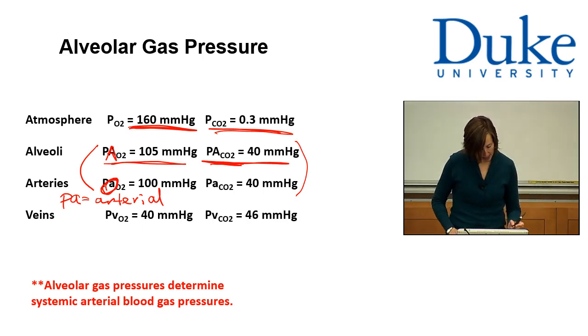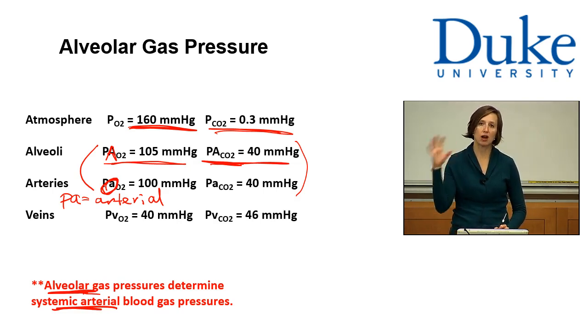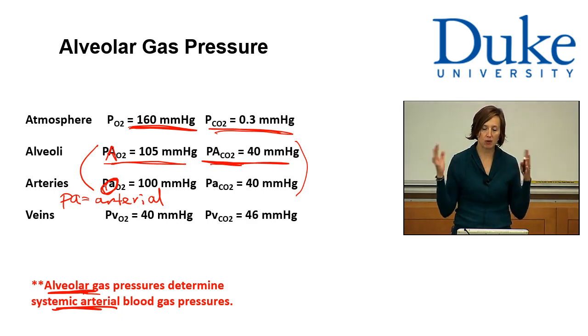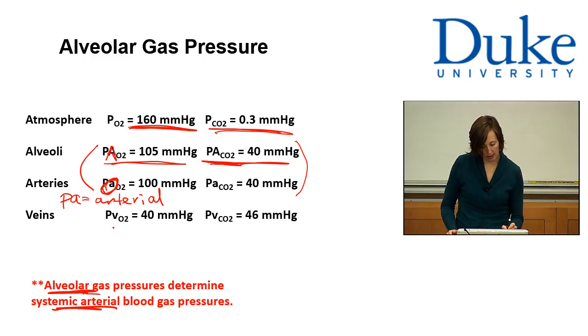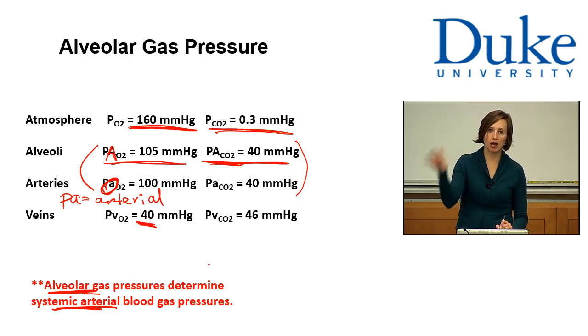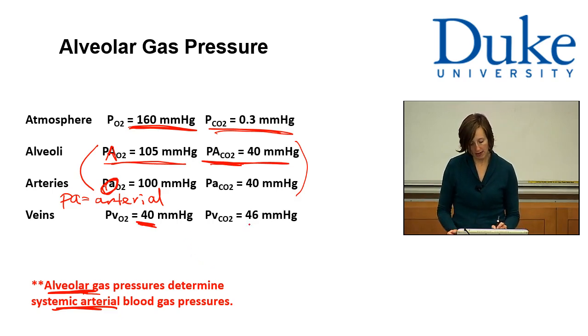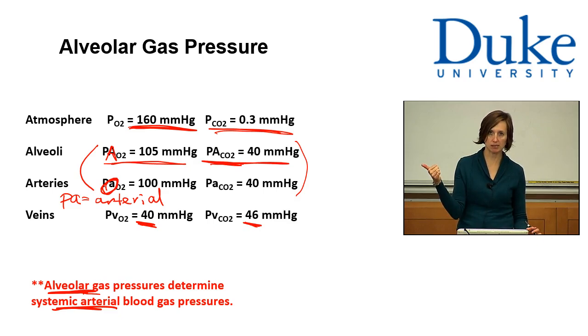And so that means that the pressure of gas in the alveoli is what is going to determine the pressure of oxygen in the blood. And that's what is important. So then that arterial blood is going to be taken to the organs, and the organs are going to take the oxygen and dump CO2. And so you'll see that the pressure of oxygen in veins has now gone down to 40 millimeters of mercury. So a lot of it's been dumped, and now our pressure of CO2 in the veins has increased from 40 to 46 millimeters of mercury.